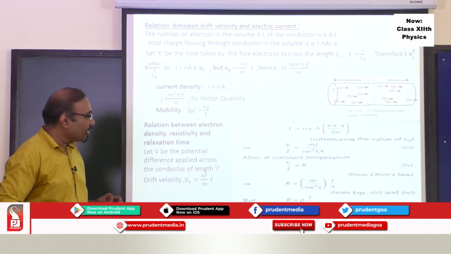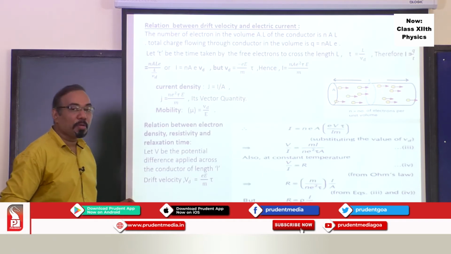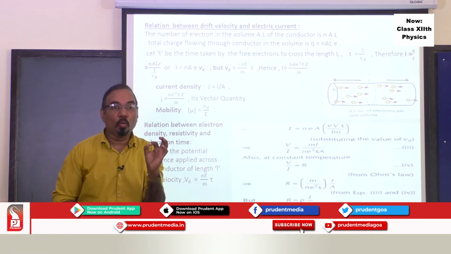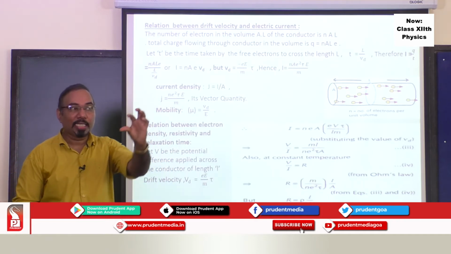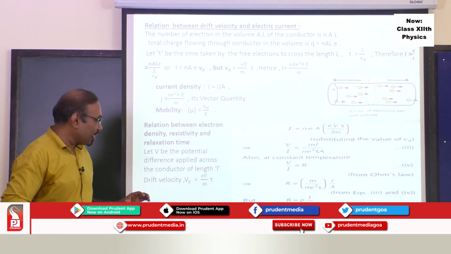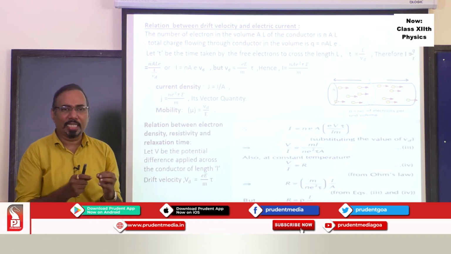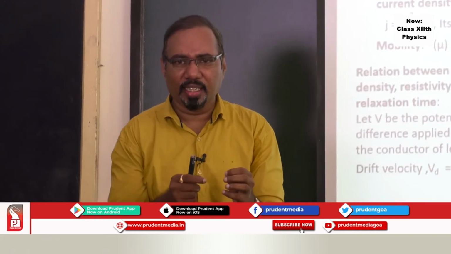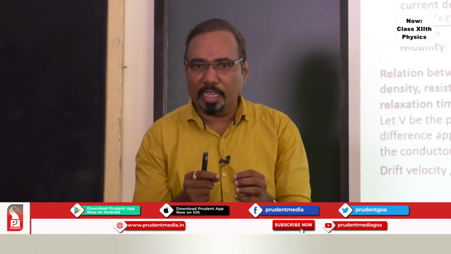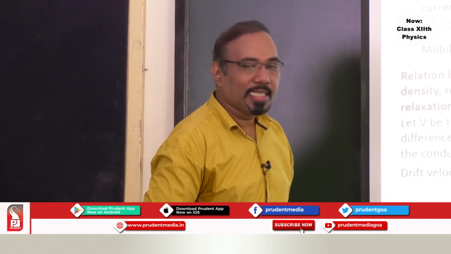And tau is the relaxation time. So what does this really mean? Resistivity is inversely proportional to relaxation time. What is relaxation time? The average time between successive collisions. So if the resistivity is more, relaxation time is less, and there will be frequent collisions.